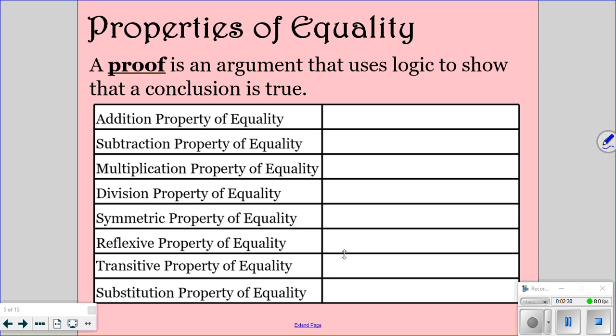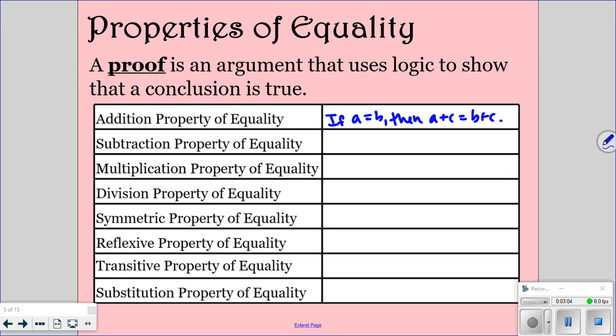So we're going to go over some properties of equality: addition, subtraction, multiplication, division, symmetric, reflexive, transitive, and substitution. So y'all may want to pause the video and write those down, and then leave a column so that you can write down an example of what these properties do. So for the addition property, if A equals B, then A plus C equals B plus C. Basically, you can add the same quantity to both sides of your equation.